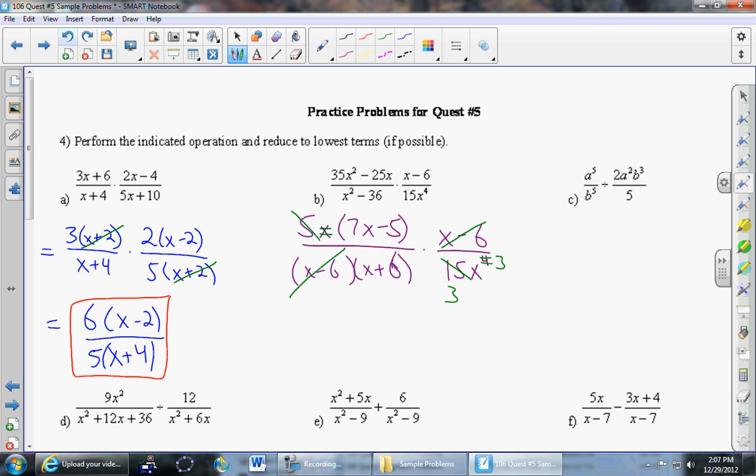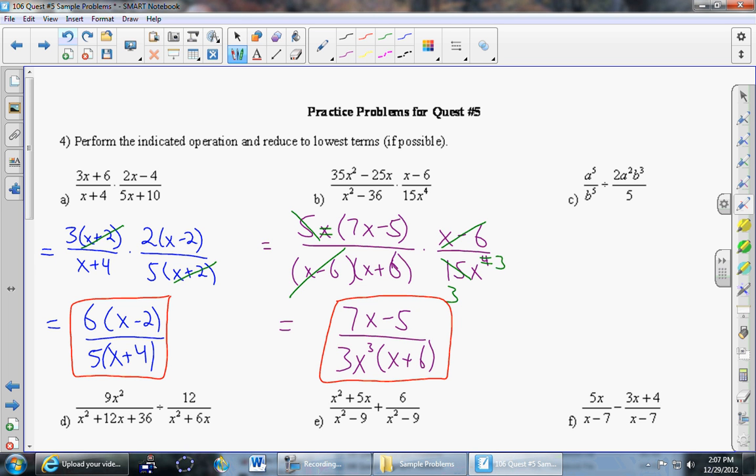So what remains up on top is just 7x minus 5. Downstairs, there's a 3 sitting in the front. I'm also going to bring the x cubed to the front, and I'll copy the x plus 6. And I'll leave it just like that. No need to distribute downstairs. Nothing can cancel. Don't think about canceling any of the x's.